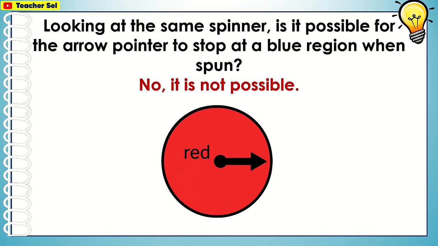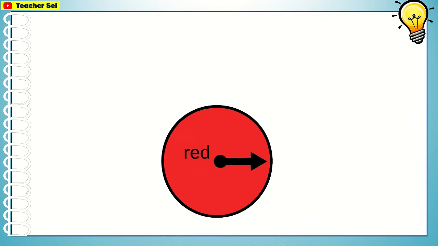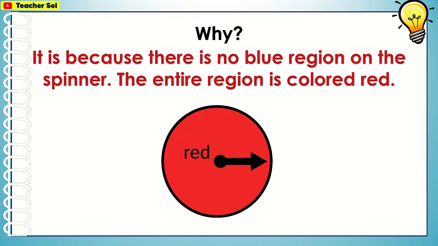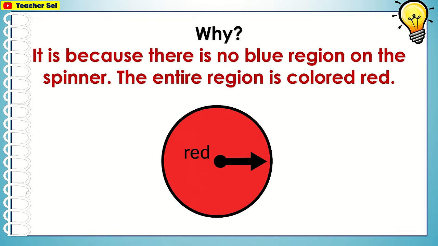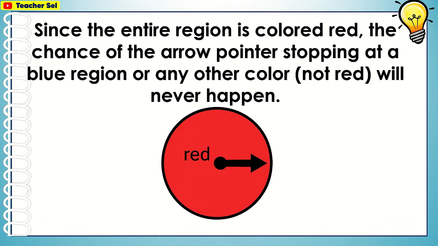Looking at the same spinner, is it possible for the arrow pointer to stop at a blue region when spun? No, it is not possible. Why? It is because there is no blue region on the spinner. The entire region is colored red. Since the entire region is colored red, the chance of the arrow pointer stopping at a blue region or any color not red will never happen.